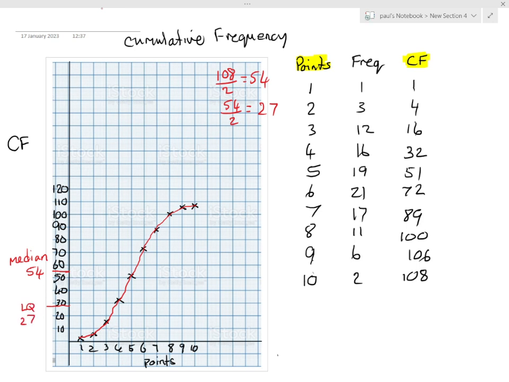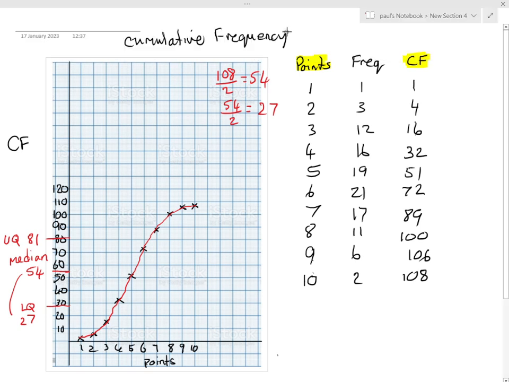Now if you add 27 and 54 together, you get 81. So 81 there, 81 is our upper quartile. So adding these two together, that's why we do the median and the lower quartile, because this is a quarter of the way up and the upper quartile is 3/4 of the way up.